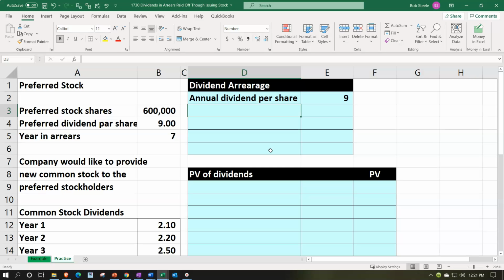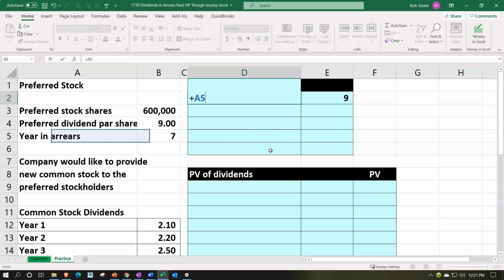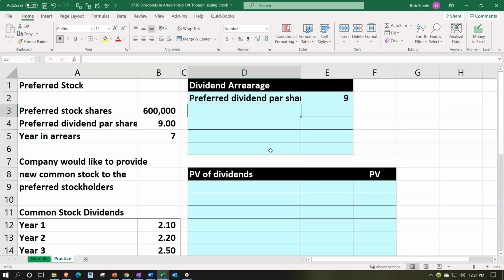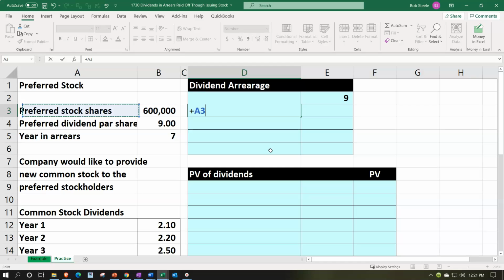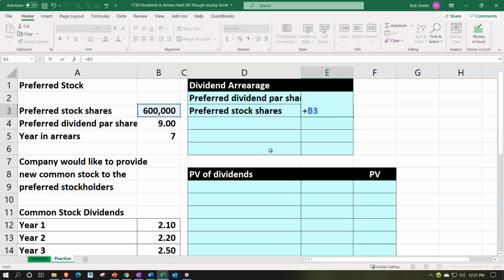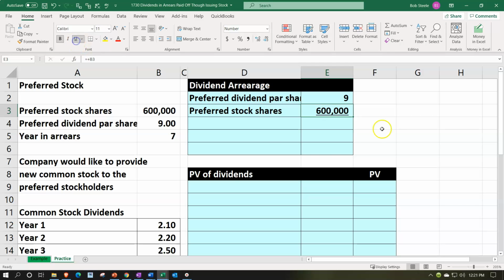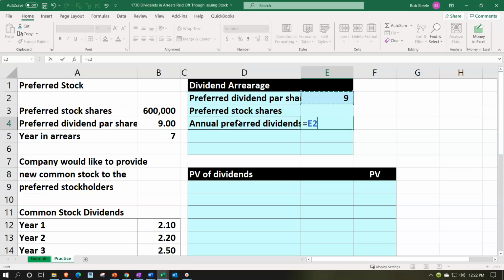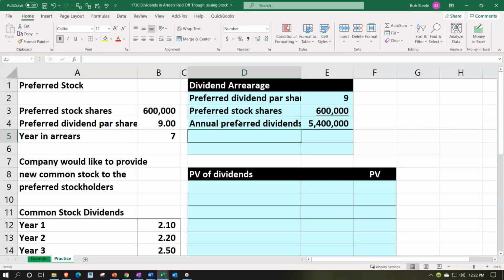Preferred dividends per share. And then we're going to say the shares that are outstanding, preferred stock outstanding, are the 600,000. Let's underline that. Font group and underline. That's going to give us our annual preferred dividends, which is going to be equal to the 9 times the 600,000. So we owe $5,400,000 a year.